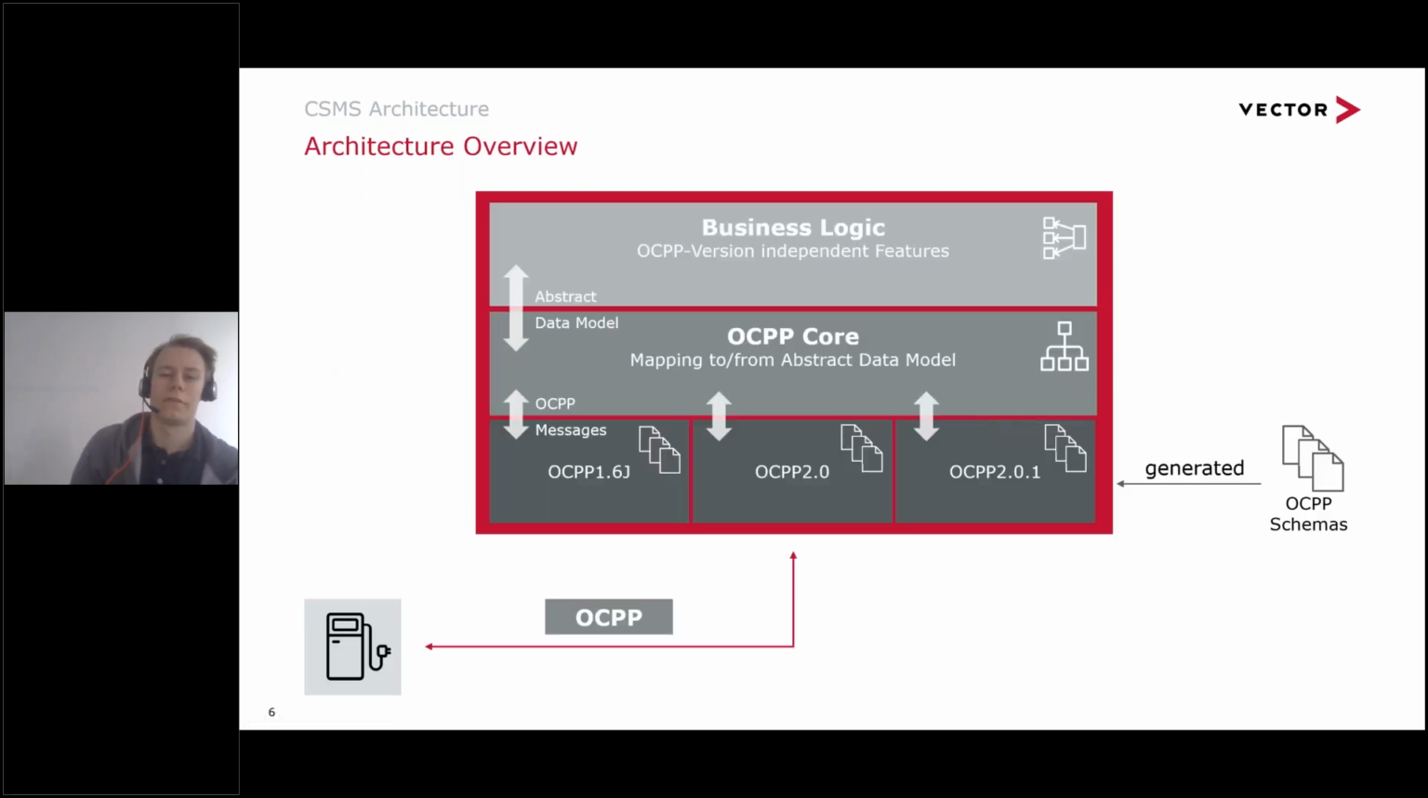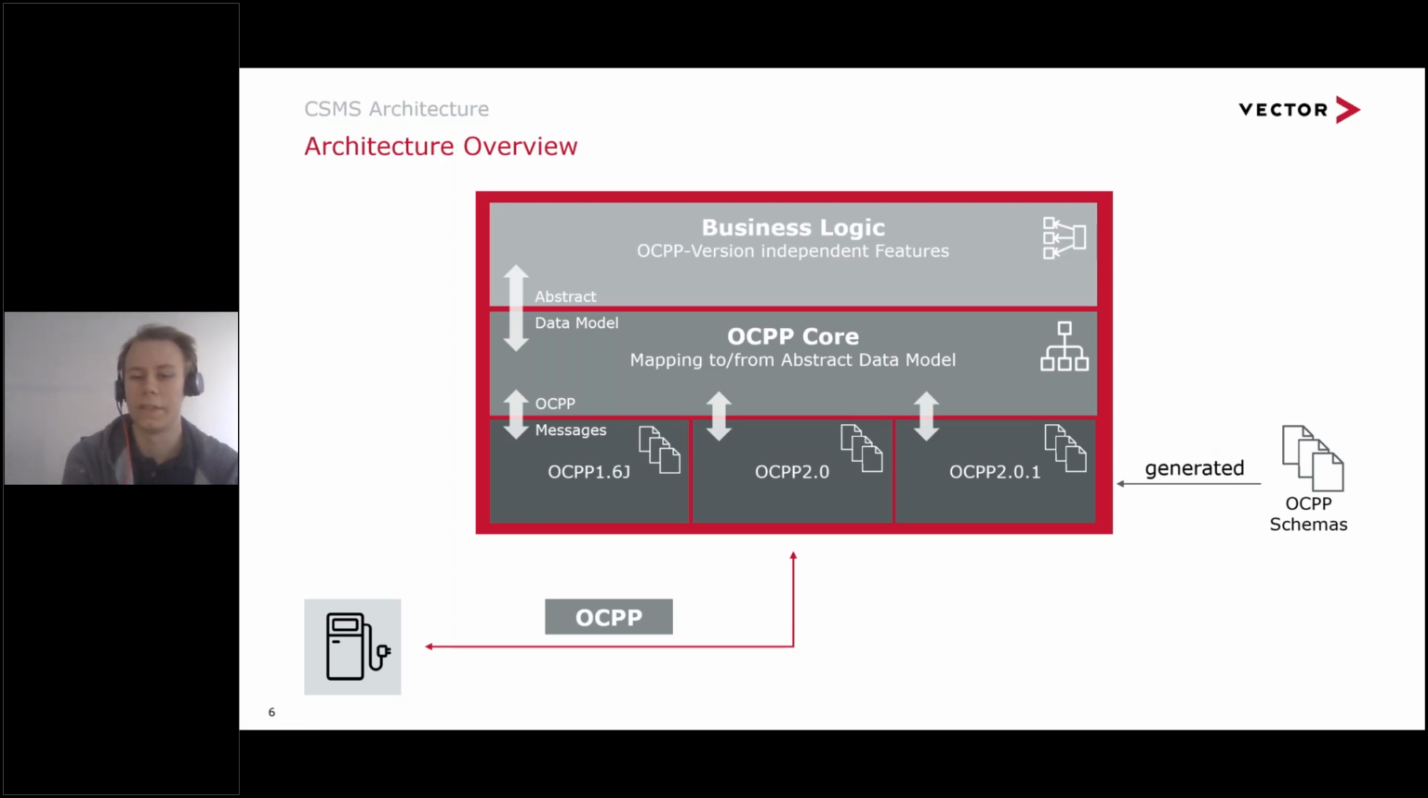So how did this solve in our architecture? Here we have an overview of our architecture. It mainly consists of 3 layers. We have the OCPP data type layer, we have the OCPP core, and we have our own business logic. The OCPP data model layer consists mainly of generating the OCPP messages out of OCPP schemas.